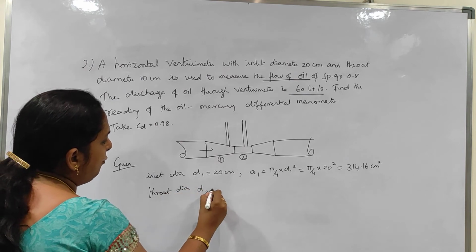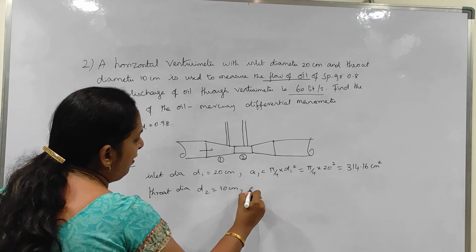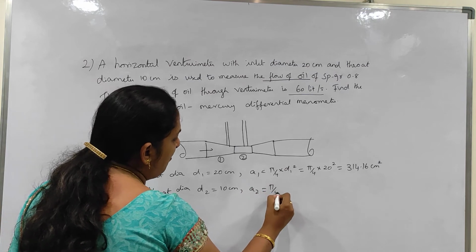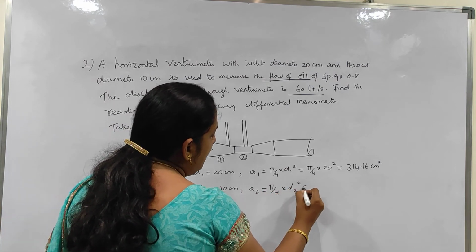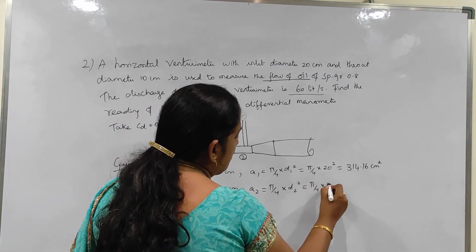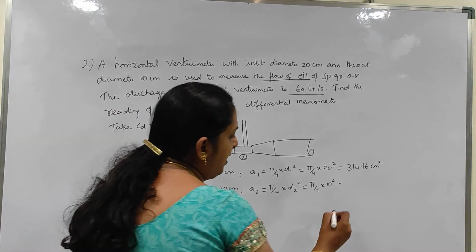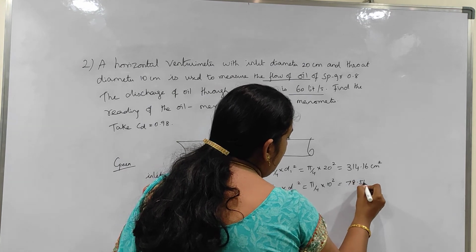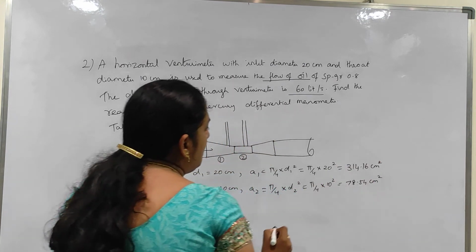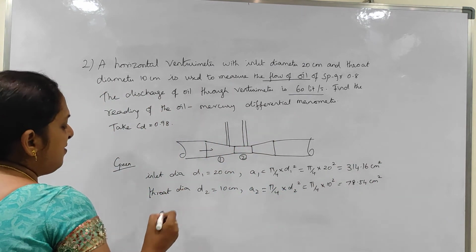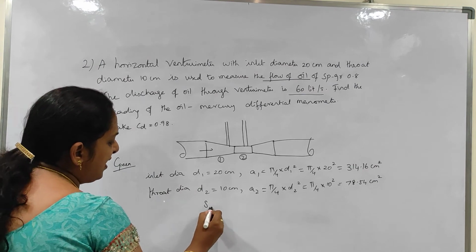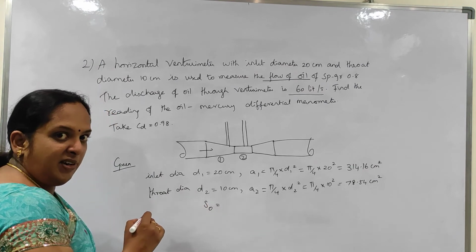Then the second given detail is throat dia. It is your D2, it is 10 centimeters. So where we will get the area? Area is pi by 4 into D2 square, equal to pi by 4 into 10 square. So just mere substitution here. What you get here is 78.54 centimeters square. So we have got that. And the specific gravity of oil, that is SO, because that is the liquid that is flowing in the pipe.